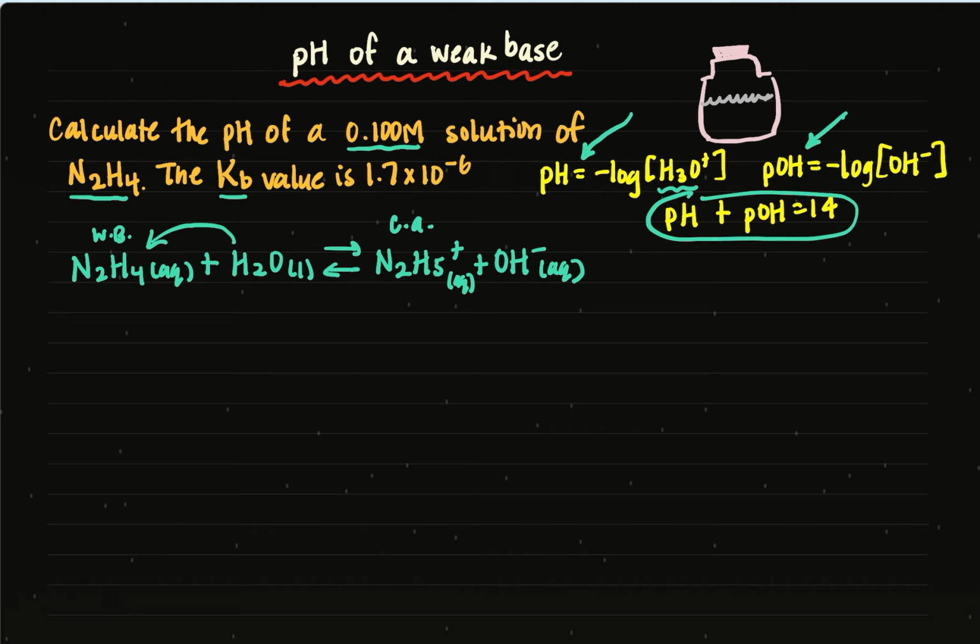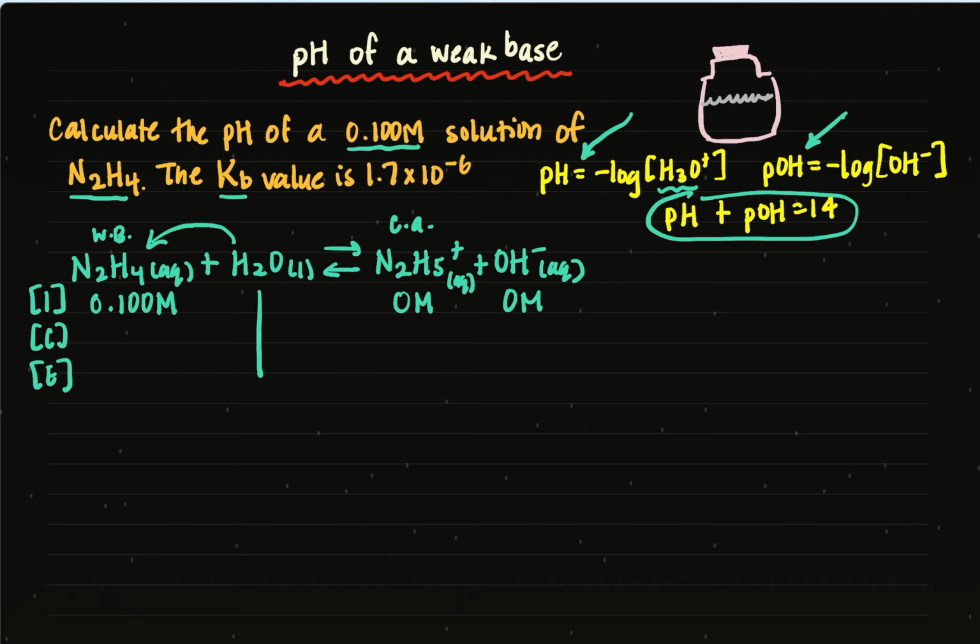So we are going to have to set up an ICE table or ICE box, which stands for initial, change, and equilibrium. So the initial amount of the weak base I have is 0.100 M or moles per liter. The water we're going to omit because it has a constant concentration. The conjugate acid and then the OH minus, their initial concentrations are 0. So products, they start at 0 and they increase over time, right? They increase as the reaction goes on.